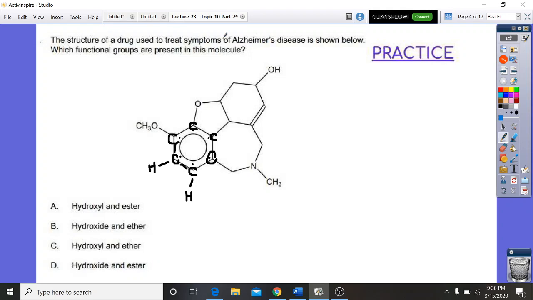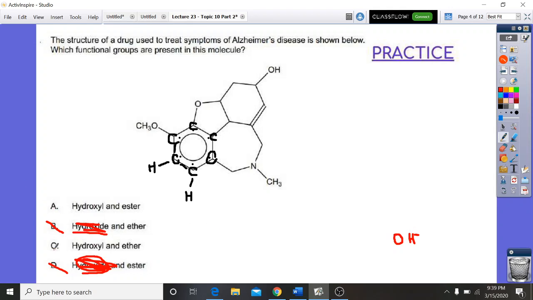Here is a drug used to treat Alzheimer's disease. Which functional groups are present? Back to looking at our functional groups. But first, let's look at our options instead of wasting our time thinking of every functional group possible. I'm going to already take B and D out, because hydroxide is not a functional group. Hydroxide is our polyatomic ion, OH minus, and it is the alkaline or basic ion, the ion that makes substances have pHs that are higher than 7.